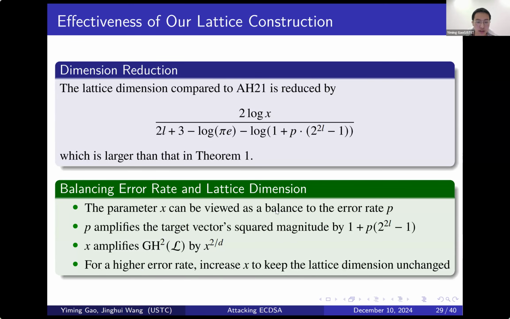This construction also leads to dimension reduction. Surprisingly, the reduction is larger than in the error-free situation and becomes larger when p gets larger. The parameter x can be viewed as a balance to the error rate p. For a higher error rate, we could use more samples to increase x to keep the lattice dimension and the time complexity unchanged.